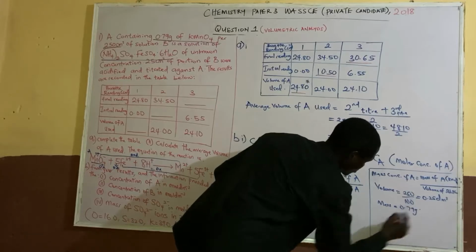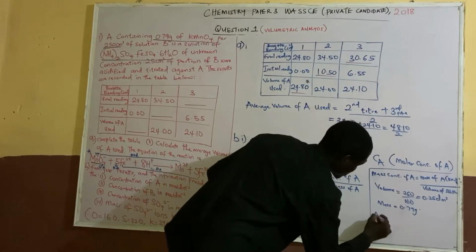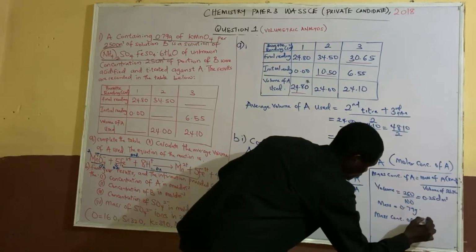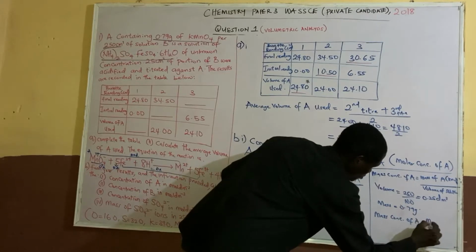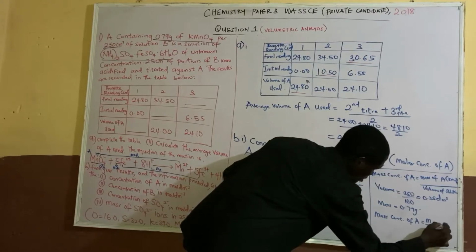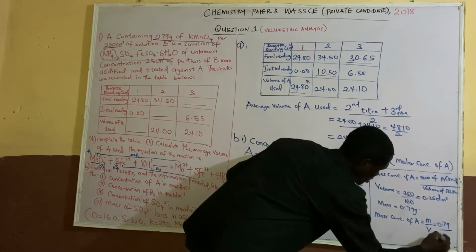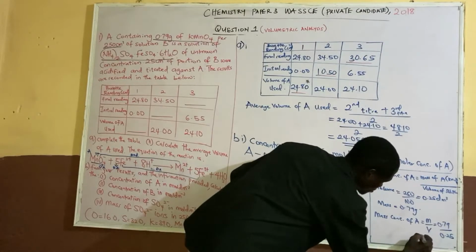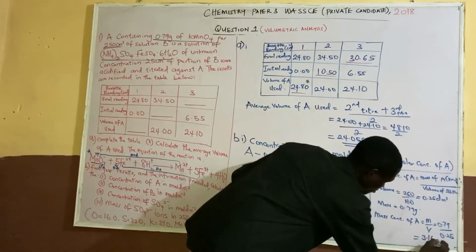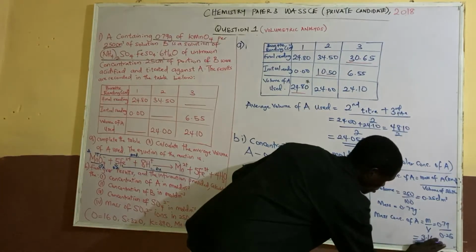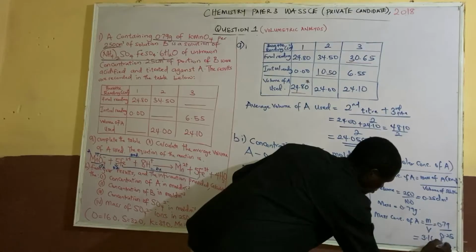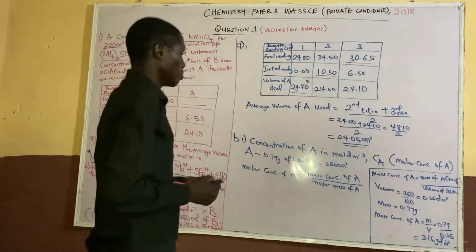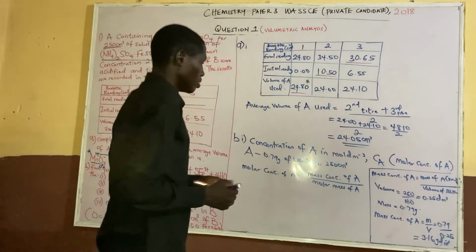The mass is 0.79 gram. So the mass concentration of A is equal to M over V, which is 0.79 over 0.25. So we have the mass concentration to be 3.16 gram per dm³. So that's that.